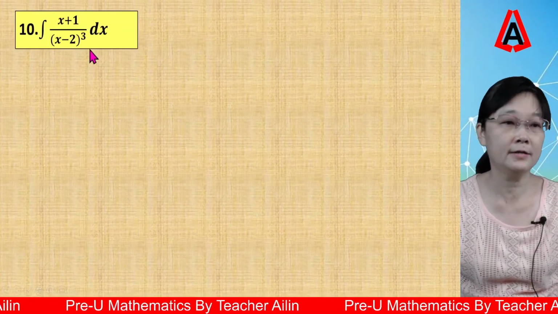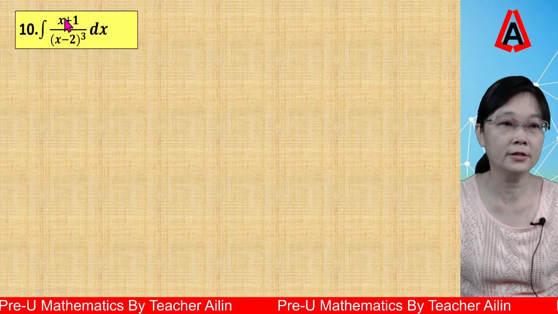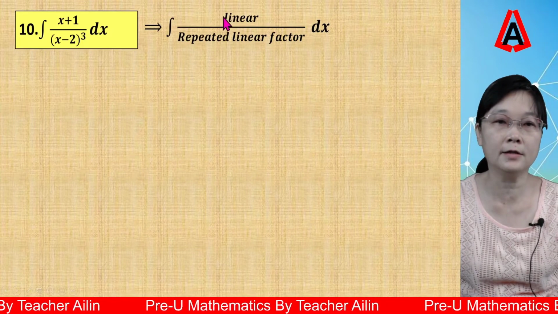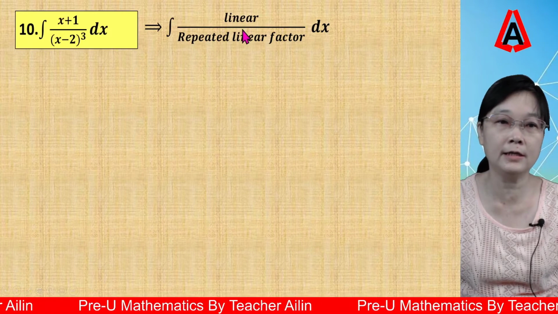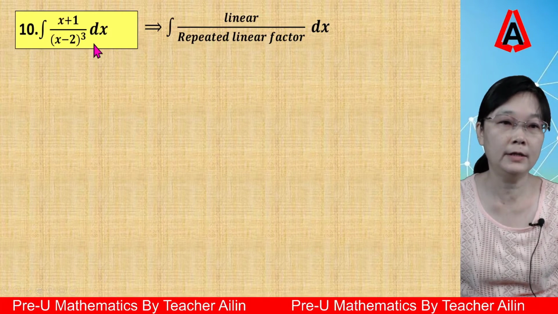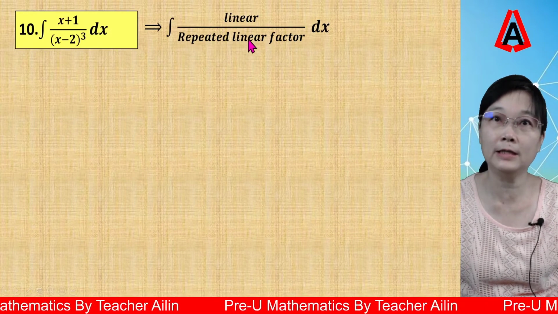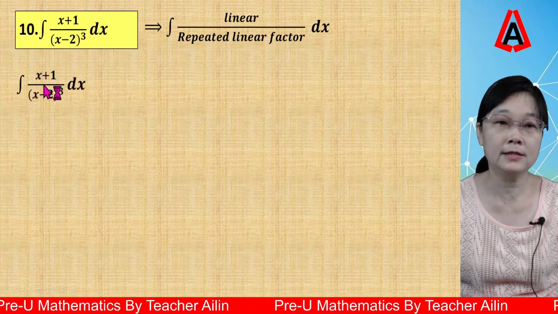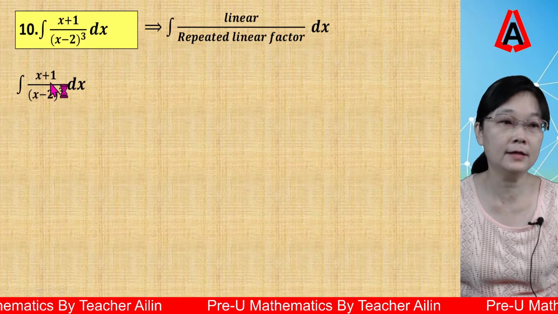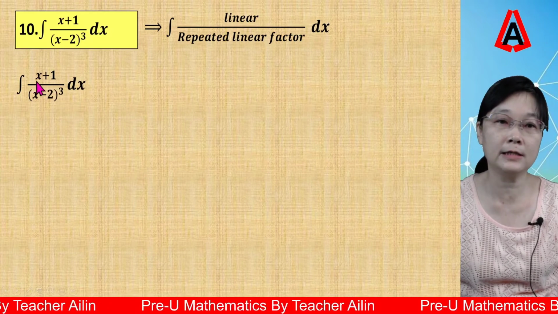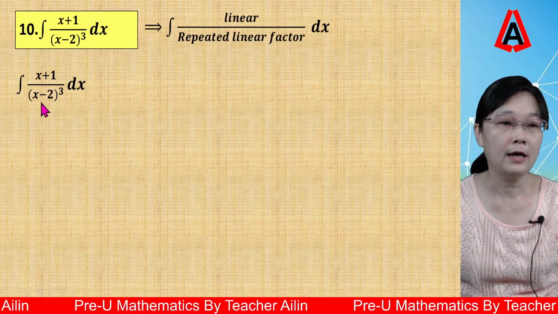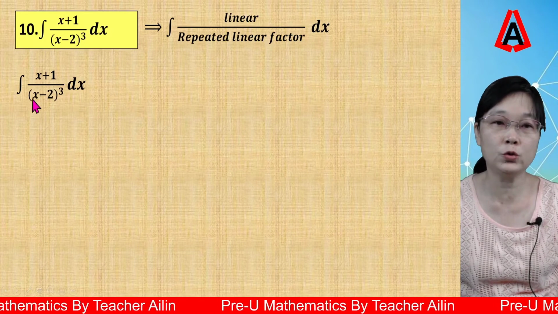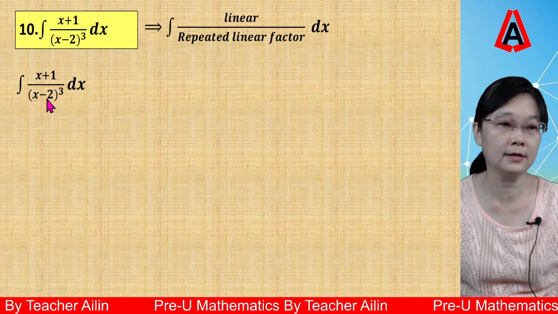Now let's try another question. For this question, the rational function is in the form where the numerator is linear and the denominator is a repeated linear factor. If the denominator is a repeated linear factor and the numerator is linear, then I'm going to change the numerator into the linear factor.